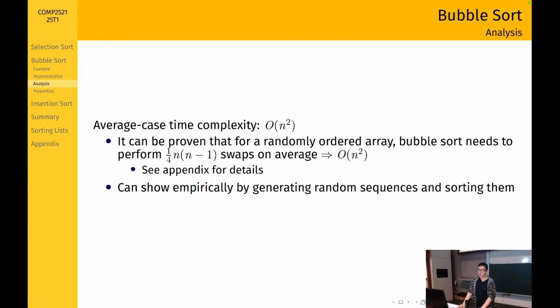Now, for the average case time complexity, what we'll assume here is that the array is randomly sorted. It turns out that you can prove that if your array is randomly sorted, the average number of swaps that you're going to make is O of n squared. So it's quadratic. But what we can also do is show this empirically.